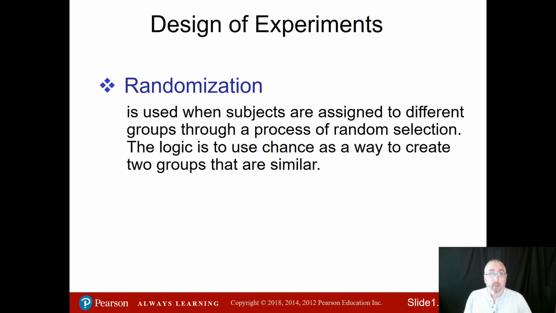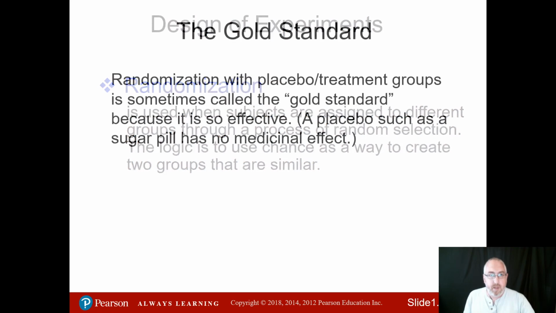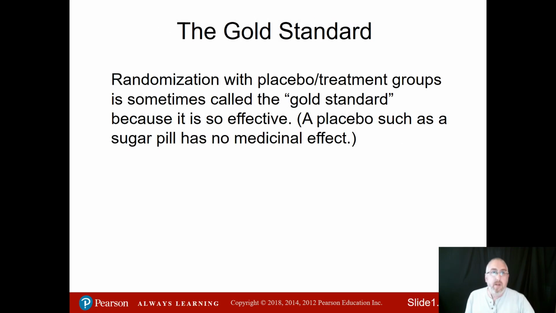So next we got randomization. So randomization is used when subjects are assigned to different groups through a process of random selection. Logic is to use chance as a way to create two groups that are similar. So again, we've talked random galore. So random is always something we want to do so that way there's no kind of bias or anything like that with the experiment. So the gold standard, randomization with placebo/treatment groups, is sometimes called the gold standard because it is so effective. A placebo such as a sugar pill has no medicinal value or medicinal effect, which we just said.